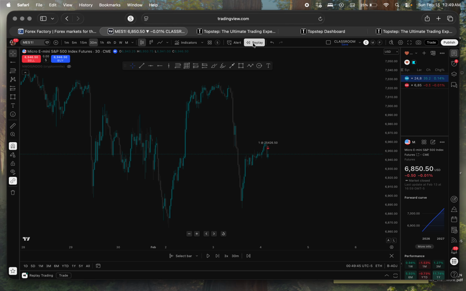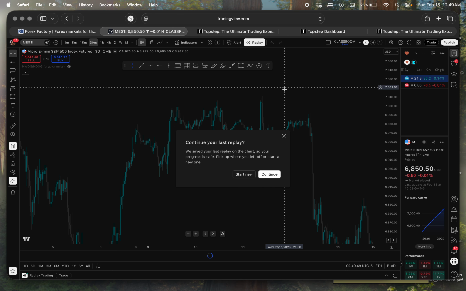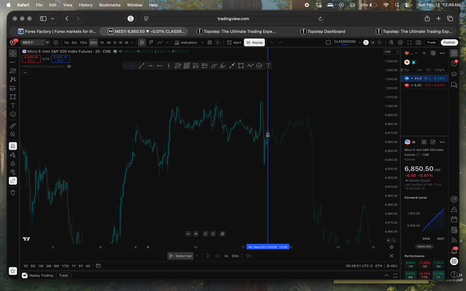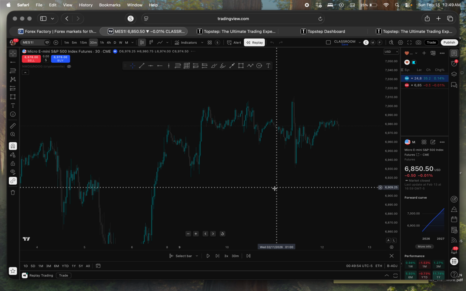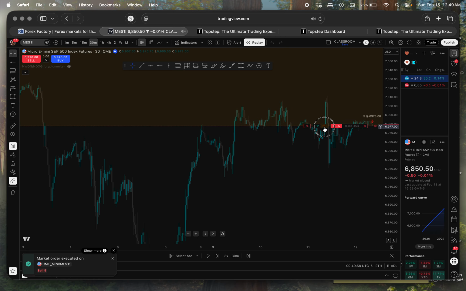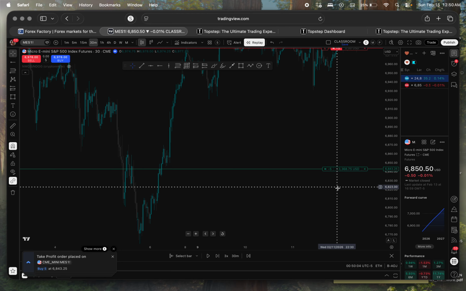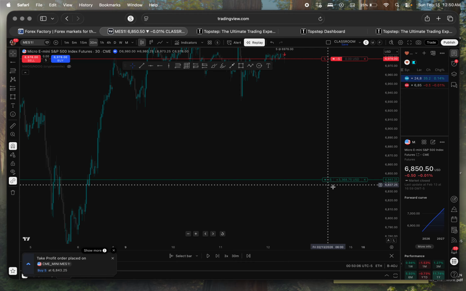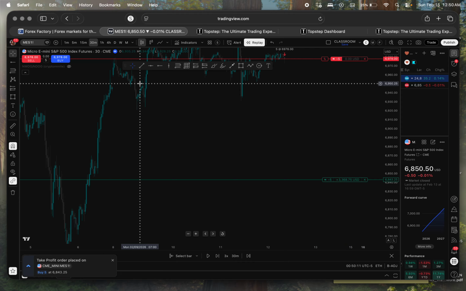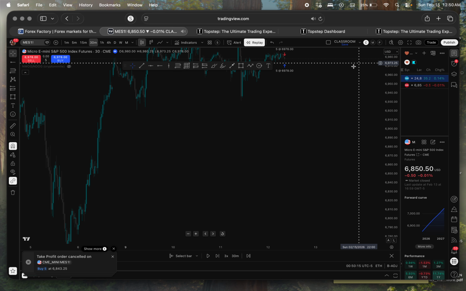Okay, and then if you hit your replay right here, and let's say you want to sell, and you put your stop loss above here, and your take profit is down here. See, that's $3,000 with five contracts on the micro. So you can still make quite a bit of money as long as you add enough contracts.